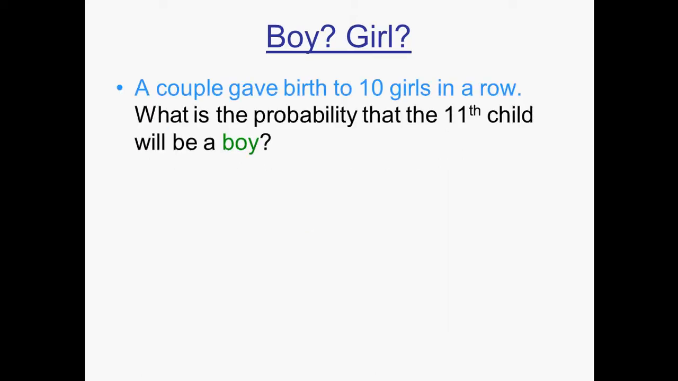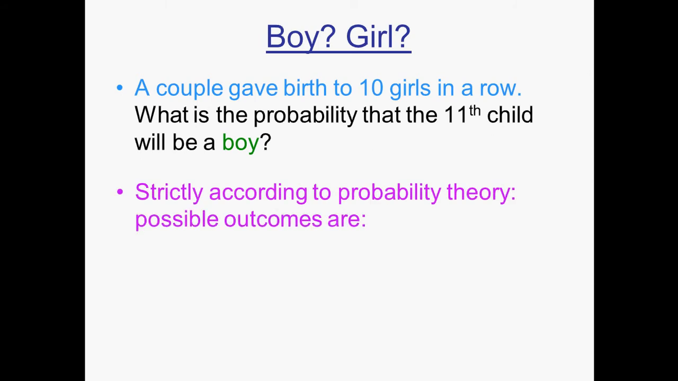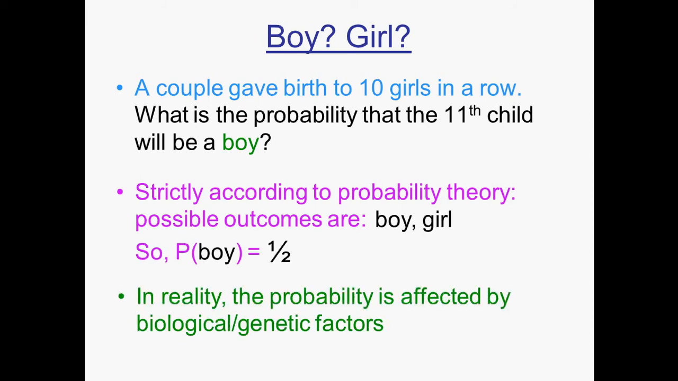Boy or girl? Let's say a couple gave birth to 10 girls in a row. What is the probability that the 11th child will be a boy? According to probability, the possible outcomes are just boy and girl. So the probability of boy is half, and the probability of girl is also half. In reality, probability is affected by biological or genetic factors. So there might be a probability that the 11th child is a boy as well as a girl.